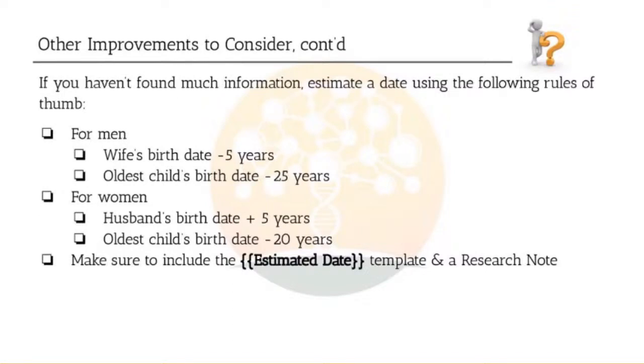If you don't have a date already, you want to estimate a date, and here's some guidelines for men. If you have the wife's birth date, we assume he's a little older than she is. We assume that he's about 25 when he has his first child. At least it gives us a ballpark. And the reverse for women. We assume that they're a little bit younger and have children starting at about 20.